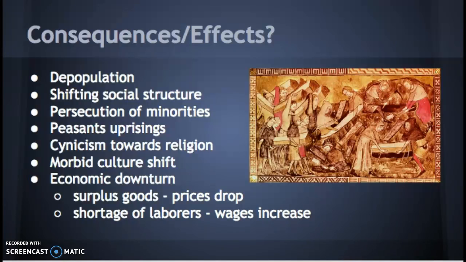Consequences of the plague then, when it finally does die off, when it does slow down and people stop dying from the plague: obviously huge depopulation, and shifting social structures as a result of that, because you maybe have masses of peasants and serfs who have died. So you've got a different social structure going on. Persecution of minority groups, like we just looked at. Lots of peasant uprisings, people unhappy that lords and ladies were not helping them more, that the king was not helping them more, that the church maybe was not helping them more. So you've got lots of peasant uprisings, a lot of cynicism about religion and what religion could or could not do. Morbid culture shift, we already looked at those skeleton artwork pieces, and economic downturn, of course.